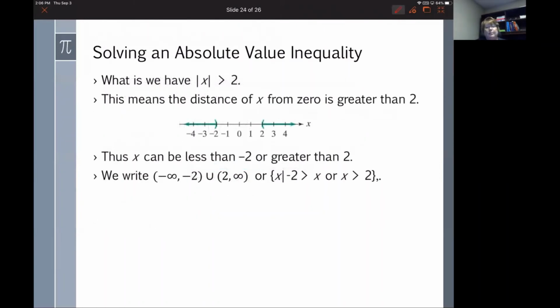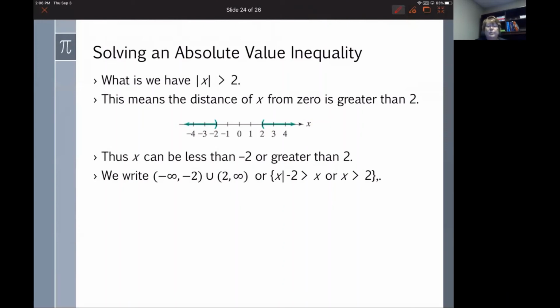What if we have the absolute value of x is greater than 2? This means that the distance this number x is from 0 on the number line is bigger than 2. Where would that be? Well, it's certainly not between -2 and +2. We know that between -2 and +2, the distance is less than 2. So where is the distance greater than 2? Well, to the left of -2, but also to the right of +2.